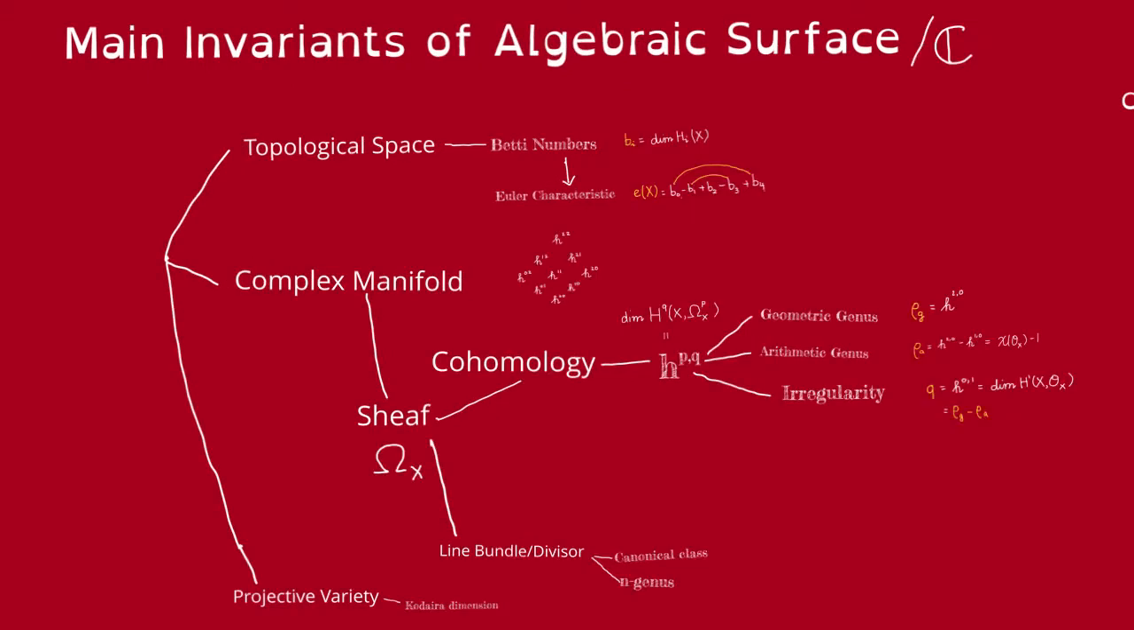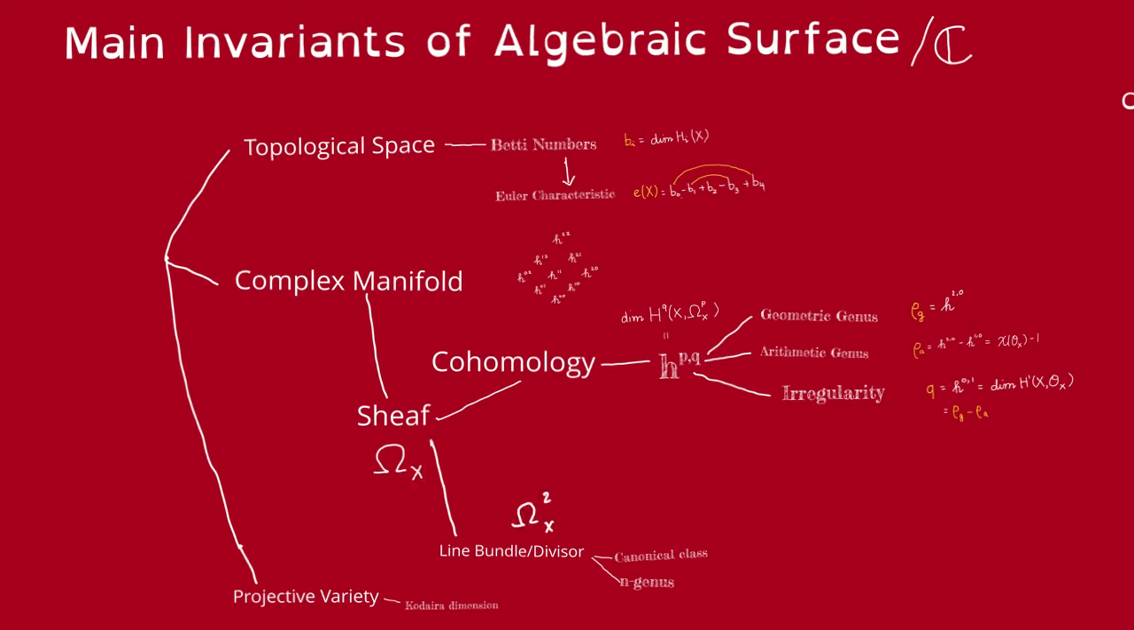So previously we have looked at topological invariants of X. Now we want to look at the analytic invariant. One way of exploring the viewpoint that X is a complex manifold is by studying the sheaf of differential forms. And we can explore that in two ways. One way is by looking at the sheaf cohomology of it.